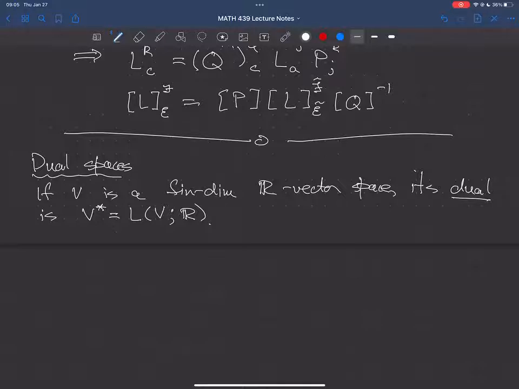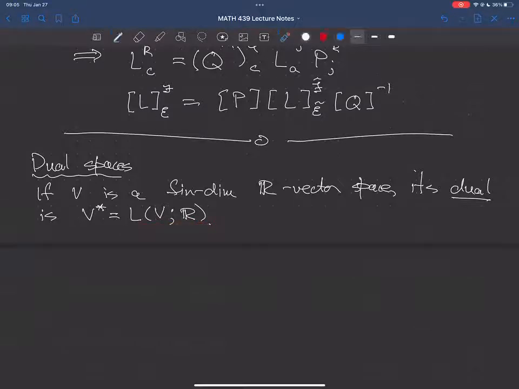duals play an important role in functional analysis, and there you're going to be thinking not just about finite dimensional vector spaces, but infinite dimensional vector spaces, which may have, for example, norms. Then what you want to talk about is the set of continuous linear maps from V into R. In that case, the actual dual depends on how you put a norm on V. But in finite dimensions, everything's simple, and the dual is absolutely unambiguous.